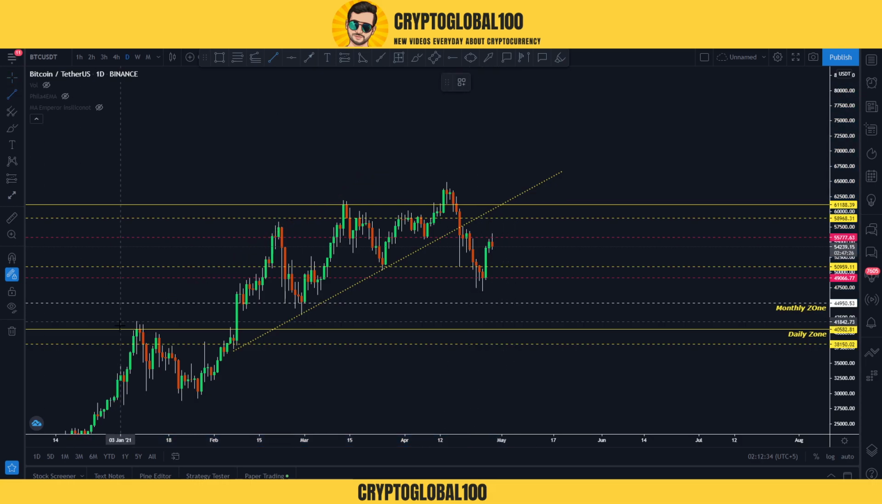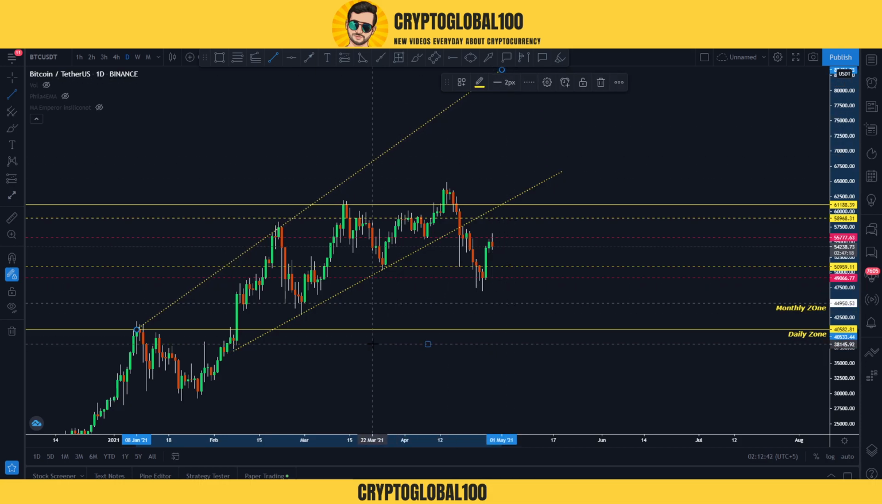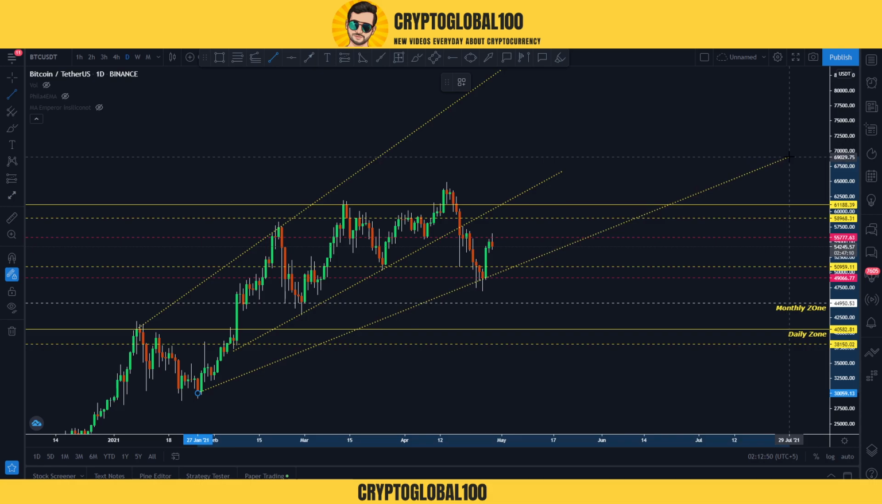Or if I make it from the body of the wick to the body of the wick, I made a new swing high here. Okay, and here we have another zone as well. If we go to the swing low, to the swing low, so these are different zones. You need to just make it according to your level.